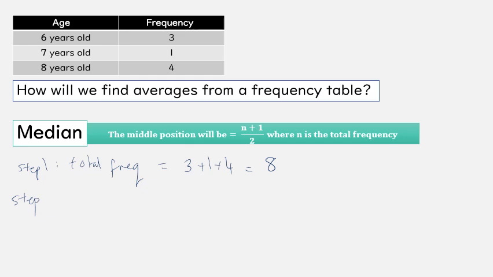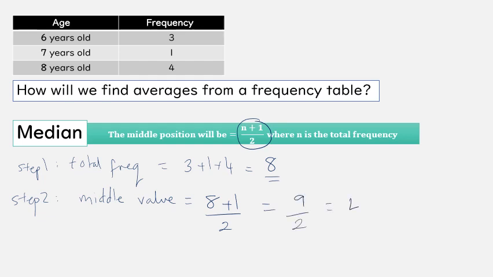Step 2, we try and find where in the queue we're going to find our person, or the middle value. And we do that by using this formula. N being the number we've just worked out, the total frequency, plus 1, divided by 2. 8 plus 1 is 9, divided by 2. Well, 9 divided by 2 gives me a decimal, 4.5. So do I need to find the 4.5 value?